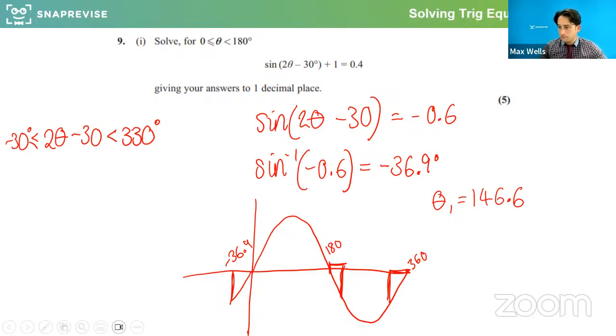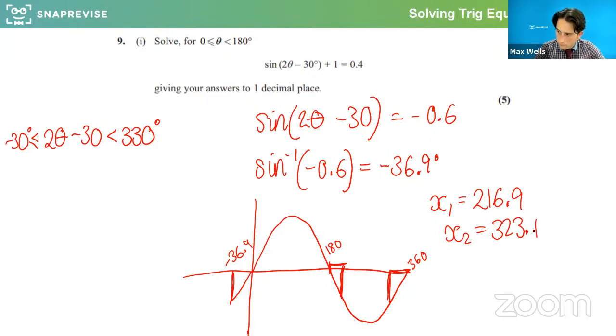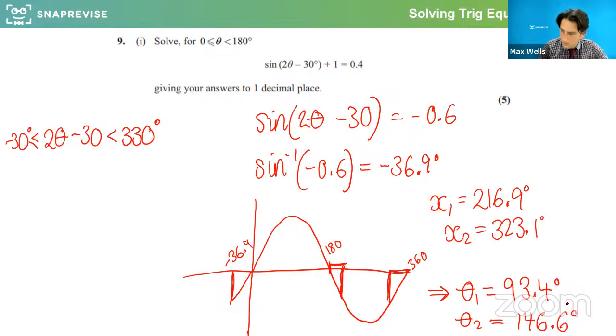Oh no, hang on, sorry. We call this x actually. Would be 216.9 and 323.1. Now they're the values. Now we need to add 30 and divide them both by 2. And I believe that's going to come out as 93.4. Okay.